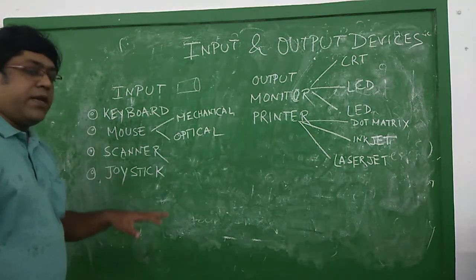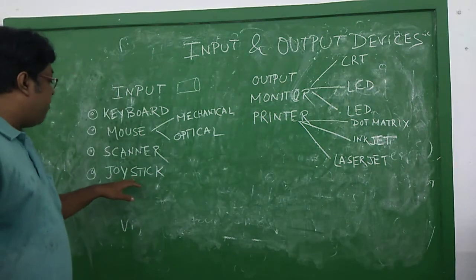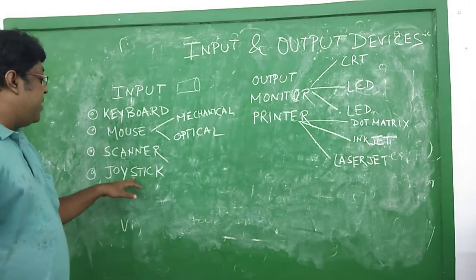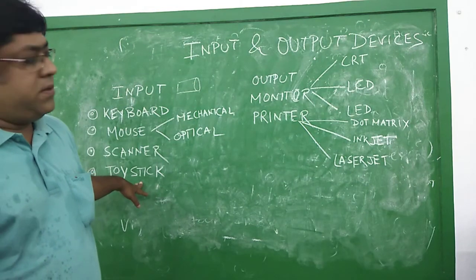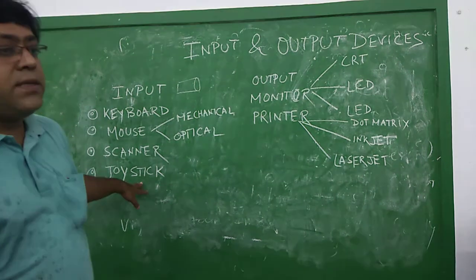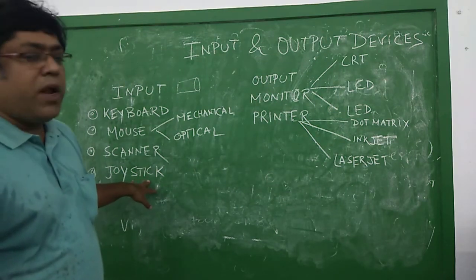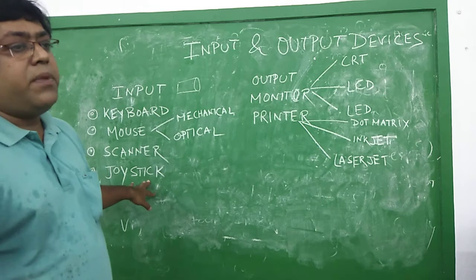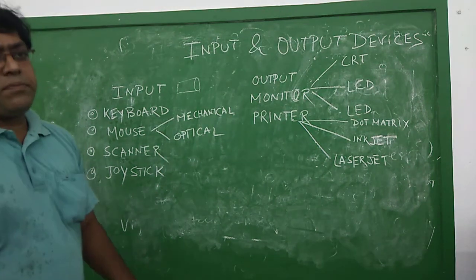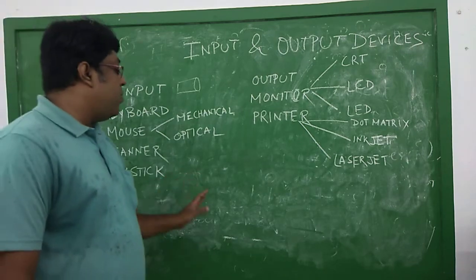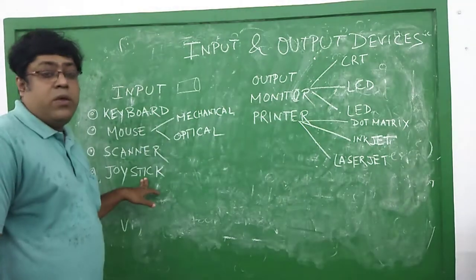Then joystick. Joystick is one of the input devices. These types of devices are actually used for gaming purposes. There is a controller over there, and the movement of the controller, the total rotation of the mouse, is controlled by the controller by using the joysticks.